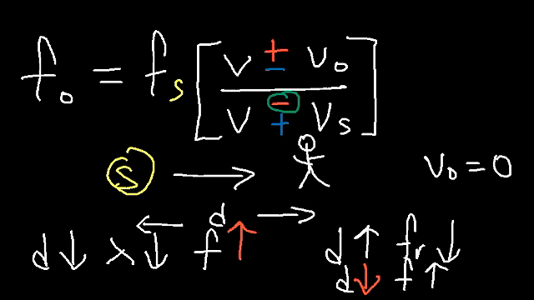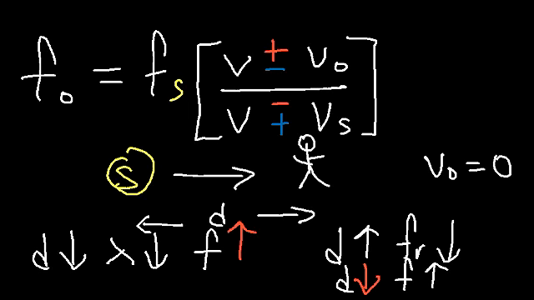Because if we do V minus Vs, the value of the denominator will be less than V, and so the frequency will go up. And that's how you can tell which sign to use, by determining what effect this situation will have on the frequency, if it's going to increase or decrease, and then you could choose the appropriate sign.